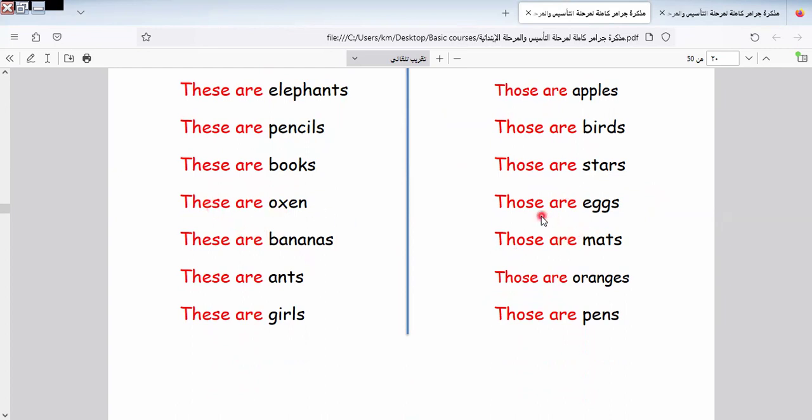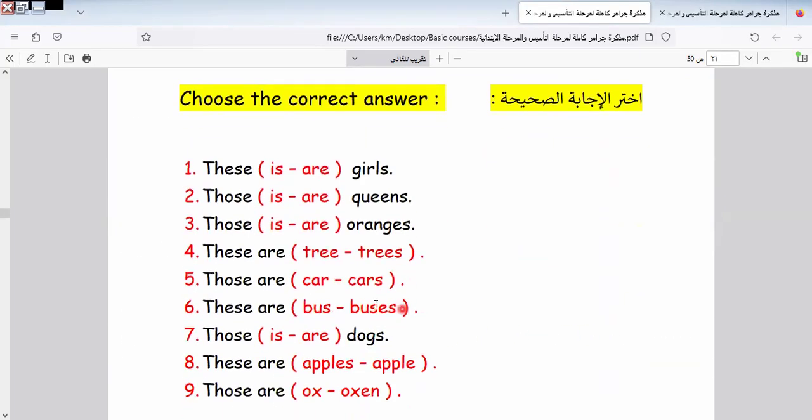These are oxen, these are eggs, these are bananas, those are maize, these are ants, those are oranges, these are girls, those are pigs. Okay, let's do the exercise related to this part.